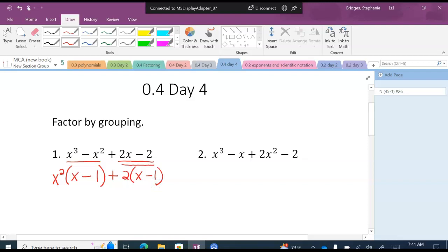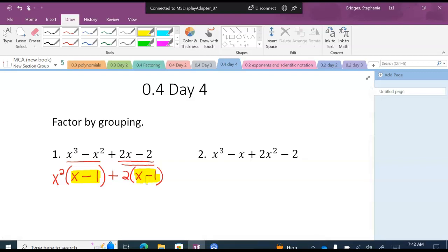What do you notice about the stuff in the parentheses? It's the same. That's the goal. Okay, the goal is to get whatever our leftover stuff is to be the same. Okay, if they're not the same, then we didn't pull out enough, or we might need to rearrange our terms. So if I'm looking at the whole thing now, I have x times x minus 1 plus 2 times x minus 1. And since those parentheses are the same, it's like pulling out another GCF.